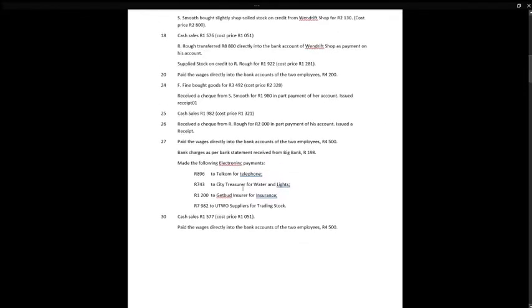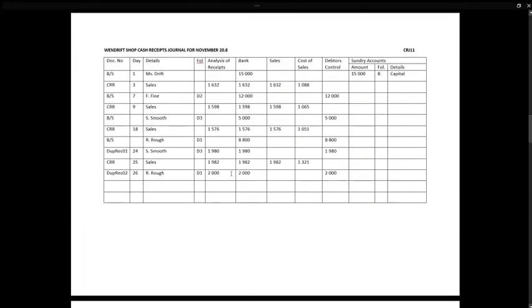Next transaction took place on the 30th. Cash sales of 1,577 Rand, of which the cost price was 1,051 Rand. Right, so we received money. My source document will be cash register roll. This took place on the 30th. The details will be sales. We will get an opportunity to analyze this transaction before it reflects in my bank account at the end of the day.